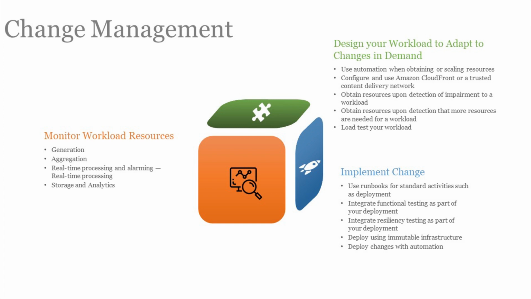You can use additional auditing mechanisms using CloudTrail and AWS Config to identify when and who invoked an AWS API or made an infrastructure change. 2. Design your workload to adapt to changes in demand. Your workload should provide elasticity so that it can scale in order to meet the demand at any given point in time. Use automation when obtaining or scaling resources.